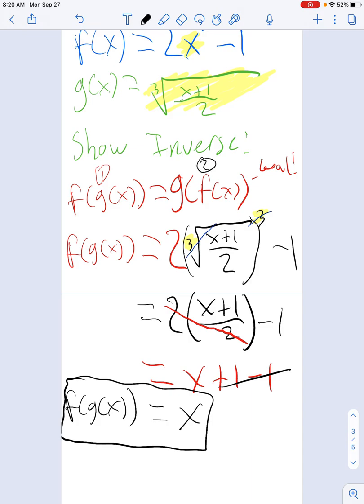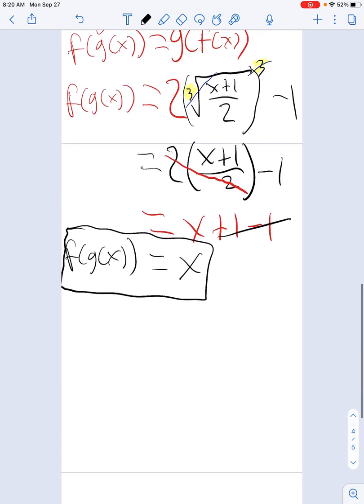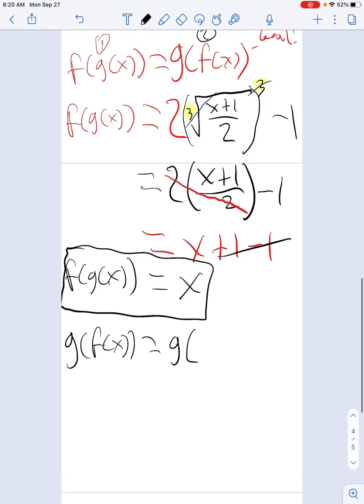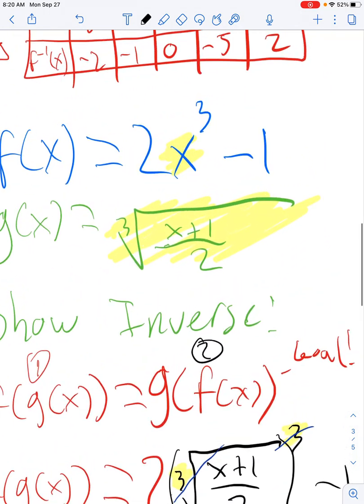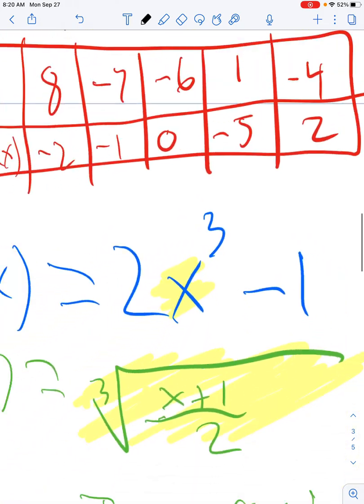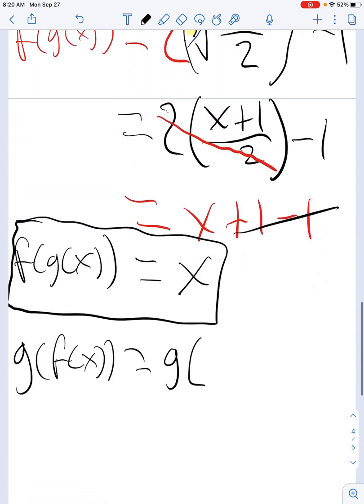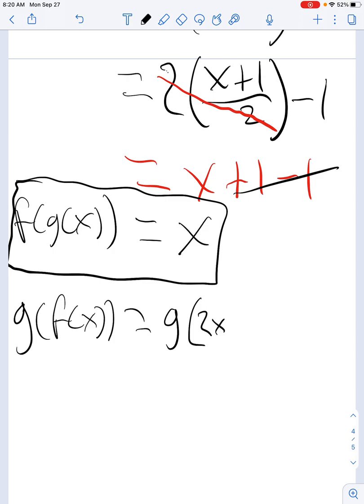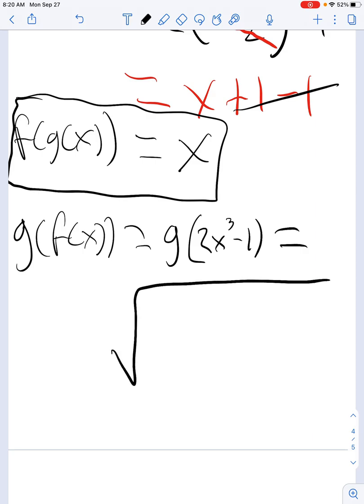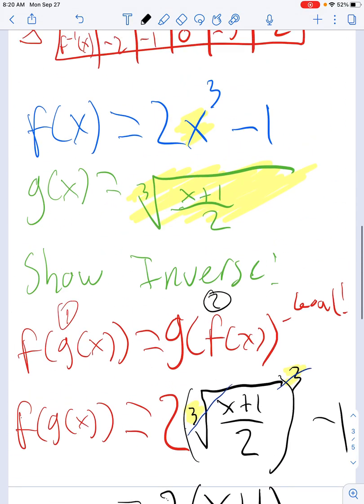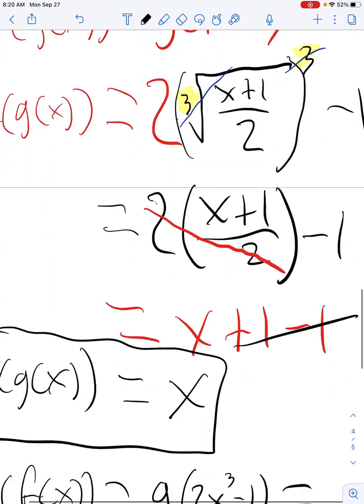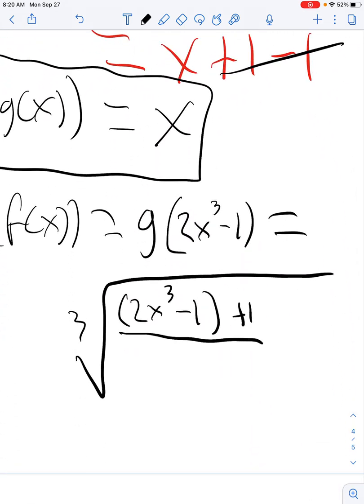Now I have to go back and do the second part and hope that everything works out and we get the same answer. So g of f of x equals g of parentheses. Okay, if this is my original function, every time I see an x, I'm going to plug in 2x to the third minus 1. So I'm going to start by saying 2x to the third minus 1, which again is going to equal the cubed root of 2x to the third minus 1 plus 1 divided by 2.